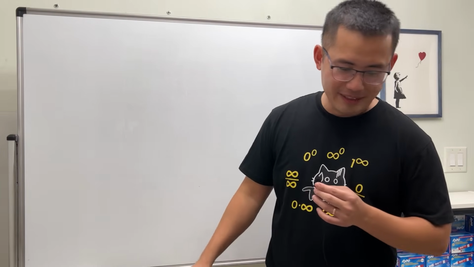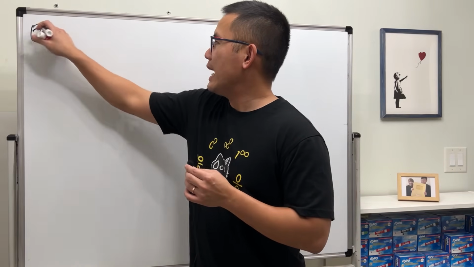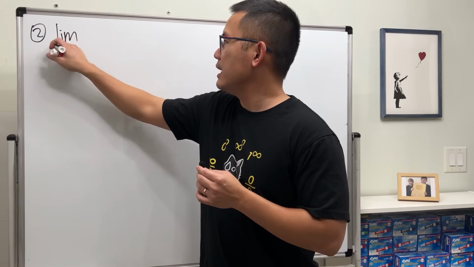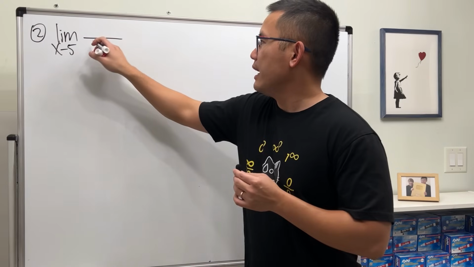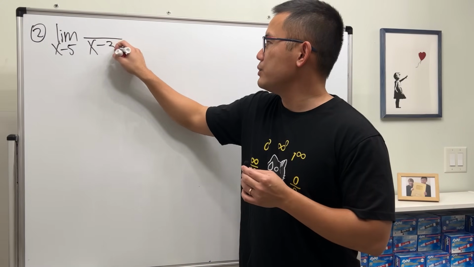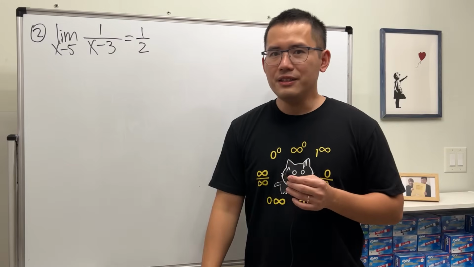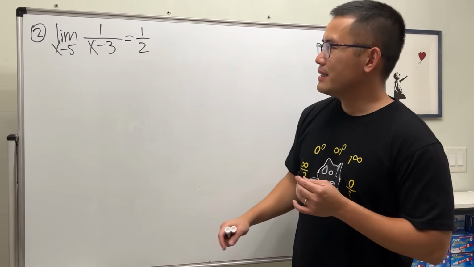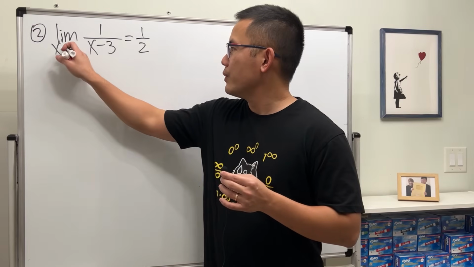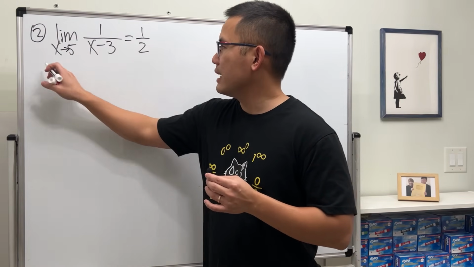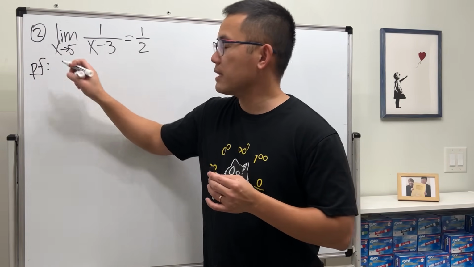All right, let's get into some slightly serious business. Number 2, I have the limit as x approaching 5. And on the bottom, I have x minus 3. On the top, I have 1. And this is 1/2. It's a fraction case, right? So what do we do? Well, again, finite, finite. So this is, again, an epsilon-delta definition.